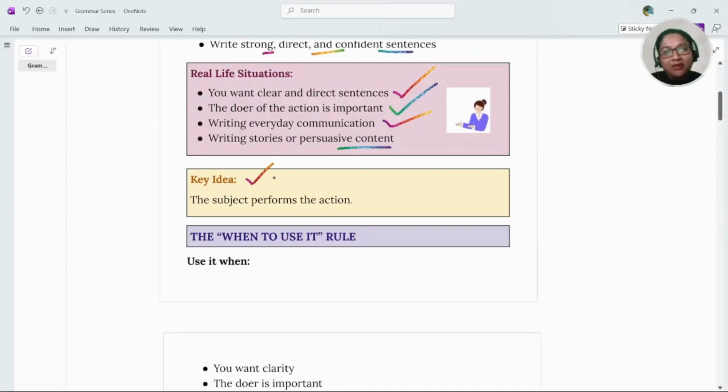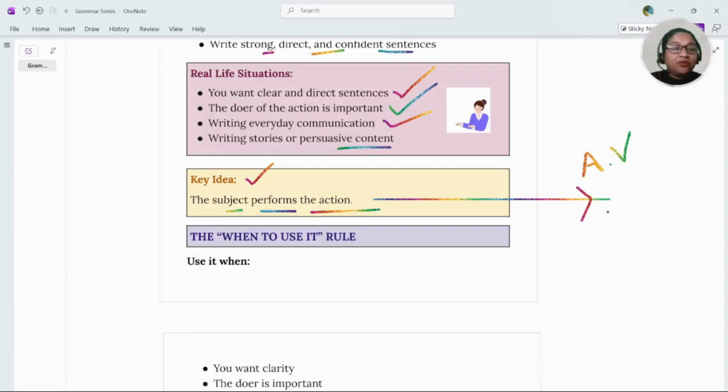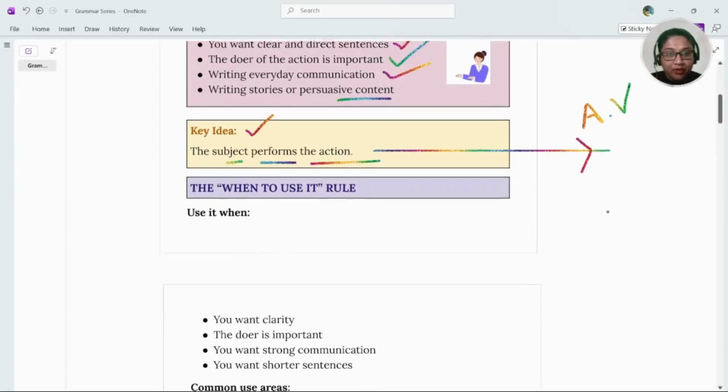The key idea, or the concept, what exactly is the key idea? The key idea is to understand when a person can use this particular tool. When the subject performs the action, it means you are on the right track to use active voice. You need to keep this idea in your mind: the sentence must reflect the subject as your main player. Okay, great.